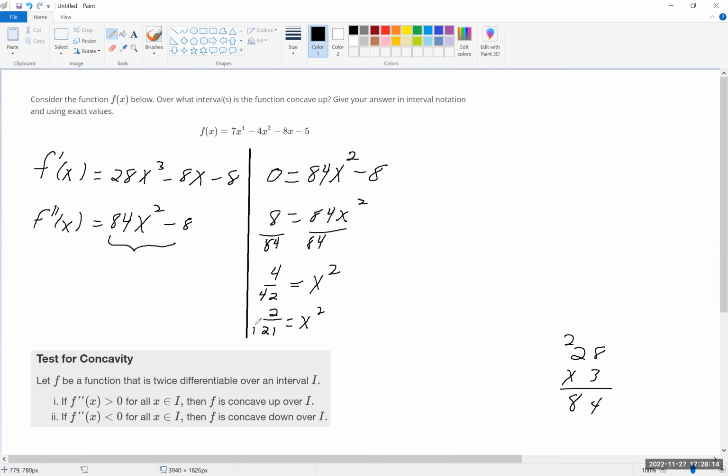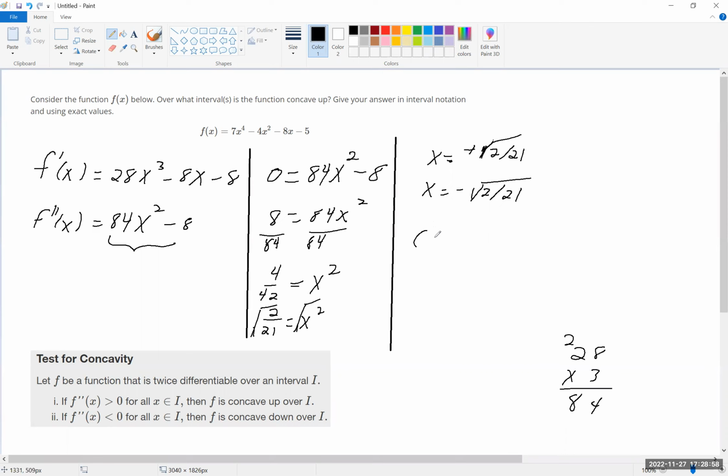Okay, so if I take the square root of both sides, I can determine intervals to test. So x can be either positive square root of 2 over 21, or x can also be negative square root of 2 over 21. And so we've got intervals that we can check, and we're going to check the signs inside those intervals.